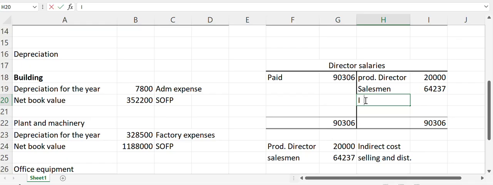So we are going to say income statement under admin. So we have this minus that minus that. So that is the figure we are going to record under admin. So we are done with that.